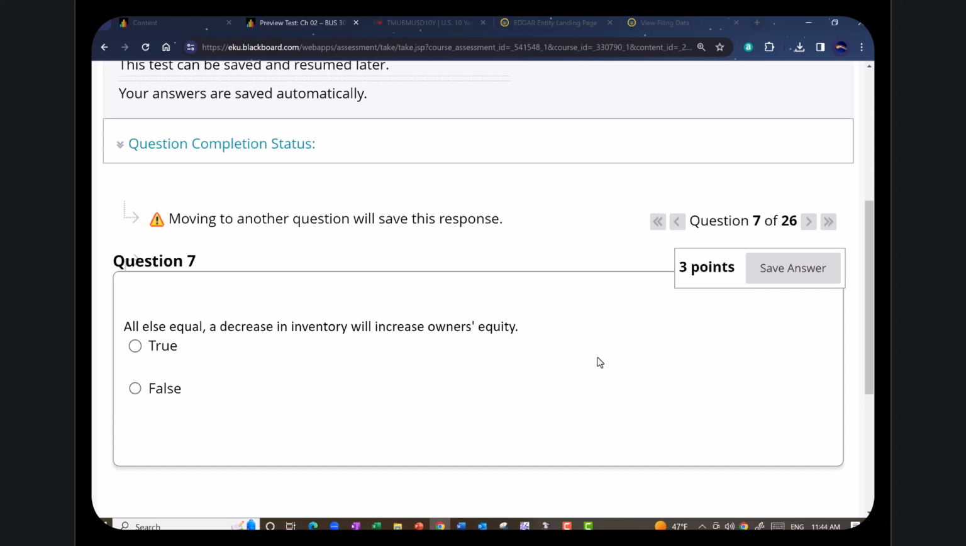Everything else being the same, somehow I reduce your inventory. What's going to happen to your owner's equity? Anyone? Why? Almost. Well, think of what owner's equity is: total assets minus total liabilities. What's inventory? Is it an asset or a liability? It's an asset. So if inventory decreases, your assets are decreasing, everything else being the same, total equity is decreasing. So this would be false.